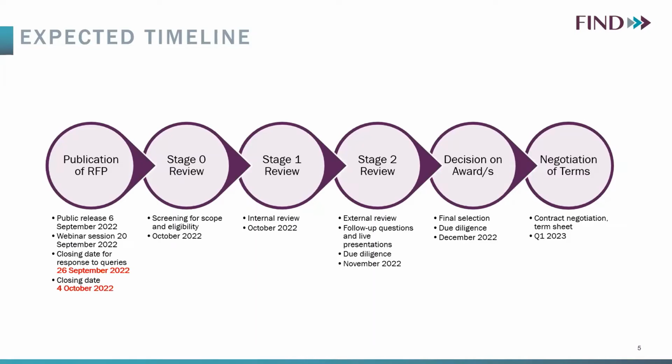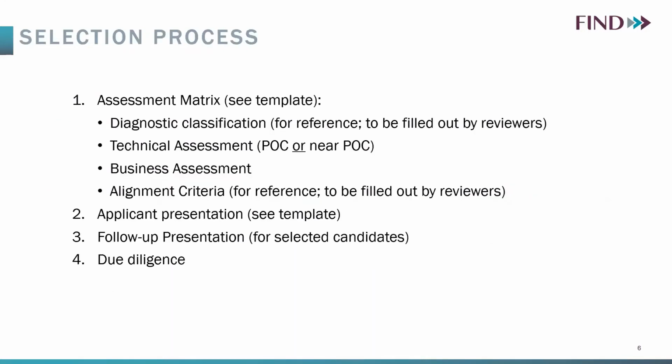There, the review will be conducted by an external review team, and it will involve follow-up questions and live presentations by selected applicants. We will also begin the due diligence process at that time. And finally, the selection decisions and the decisions on the awards will be made in December, where we will also continue the due diligence process. And moving on, we will be working on contract negotiations throughout December to Q1 2023. So the selection process goes through the various different steps that are listed here.